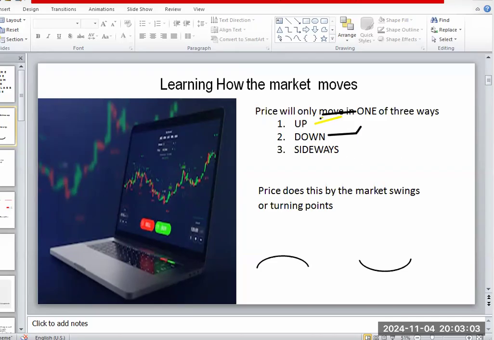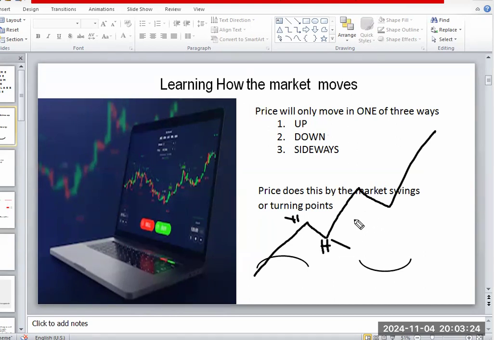Okay, and we said that as market is moving, it also gives us what we call a wave. So it gives us a high and then a higher low there, and then a higher high, and then another higher low. This is for the uptrend now. Okay, and then a higher high.